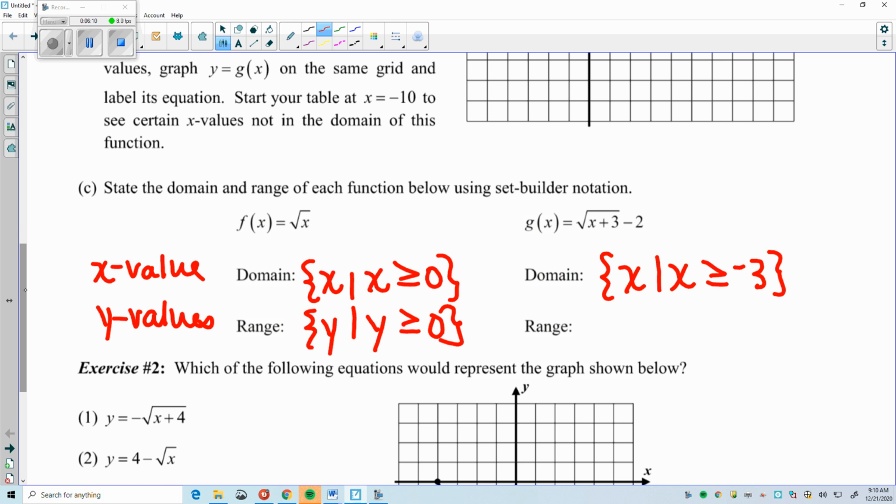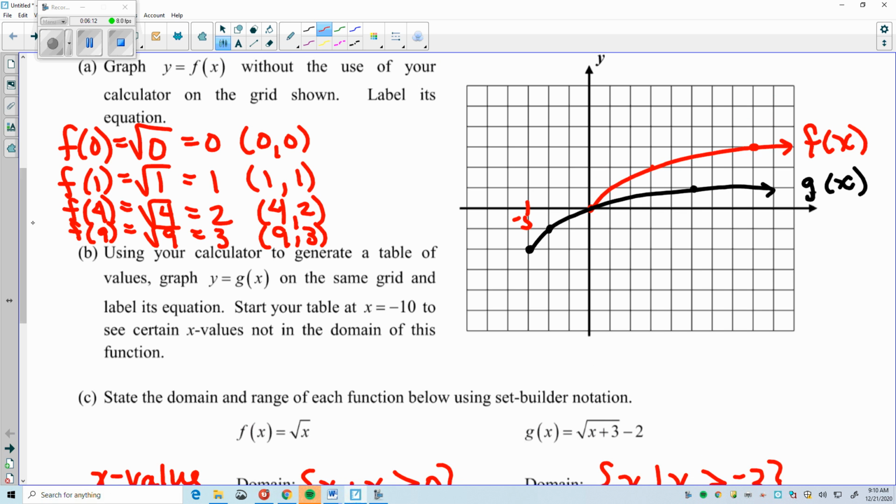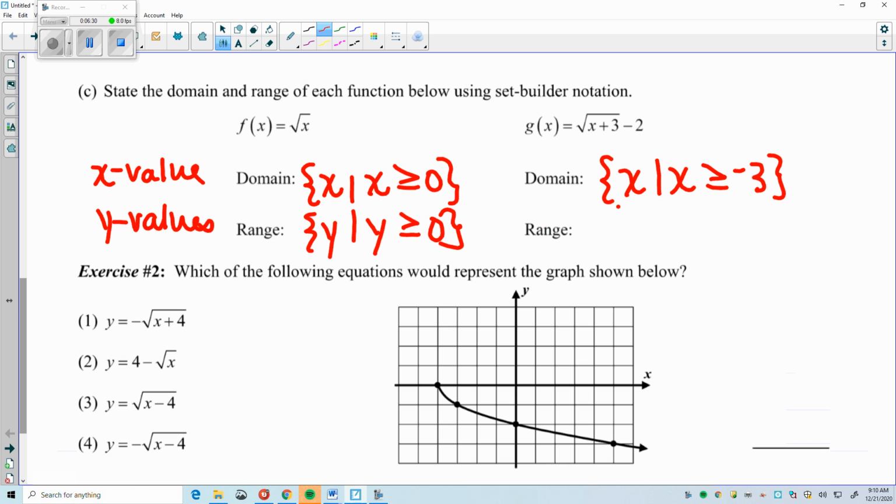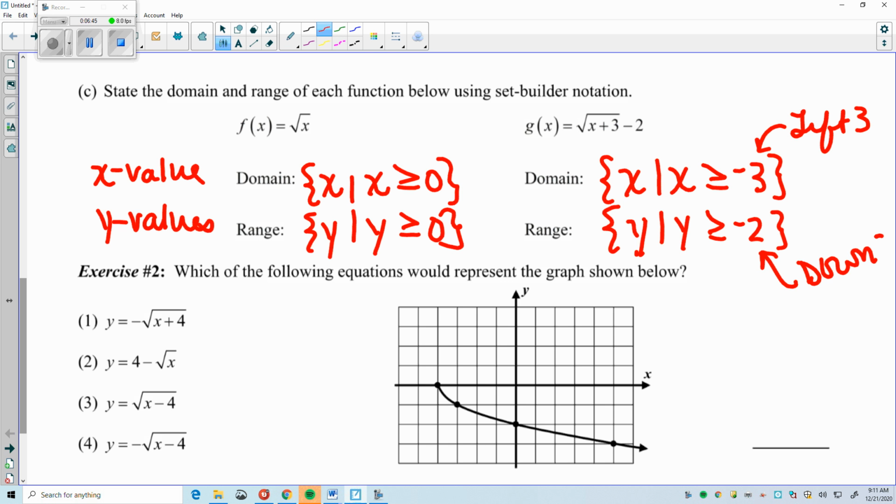Now when we look back at the range, again, let's think transformations. We said we had to go left 3 and down 2. That down 2 is now affecting our y values, meaning my lowest y value here is at -2, and it increases up. So for the range, our y's, such that y has to be greater than or equal to -2. So remember from our transformations, we had to go left 3 and down 2, and you can see how that is affecting your domain and range.